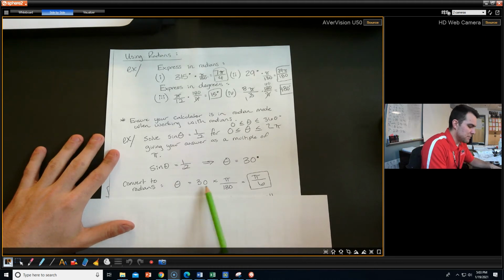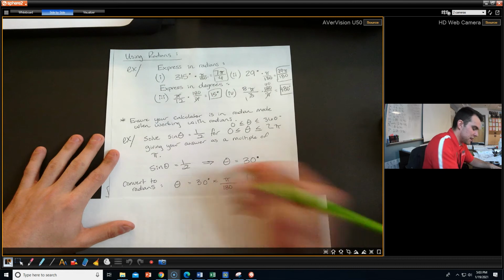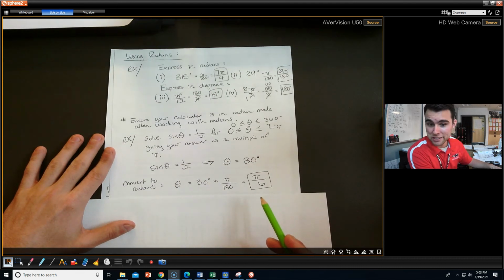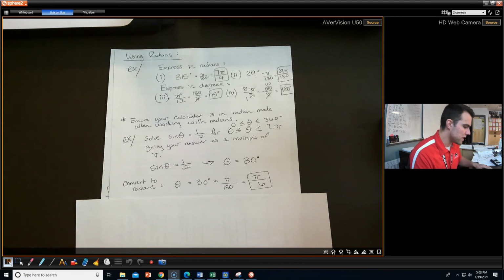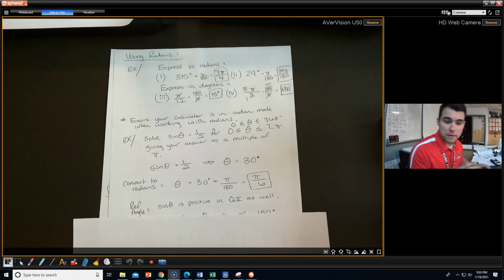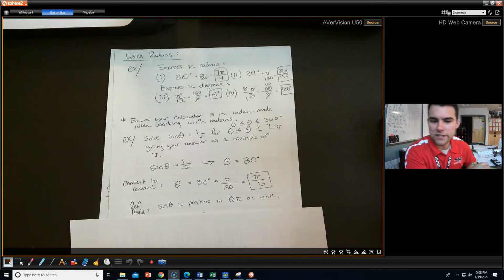And so I take my 30 degrees, I multiply that by the conversion factor. I get pi over 6, which makes sense. That's what we got when we were converting those major angles. But remember, sine theta is also positive in quadrant 2. So what I got to do is I need to find the reference angle.